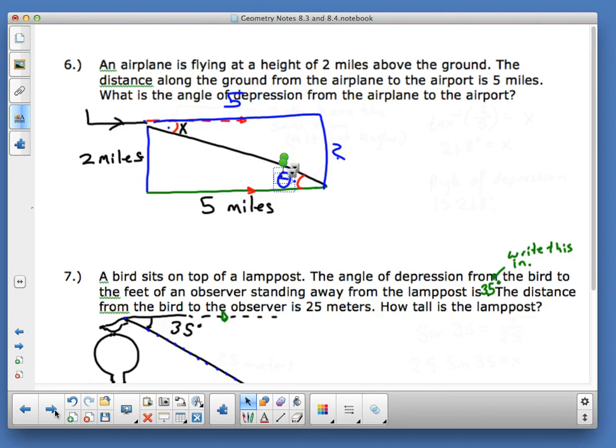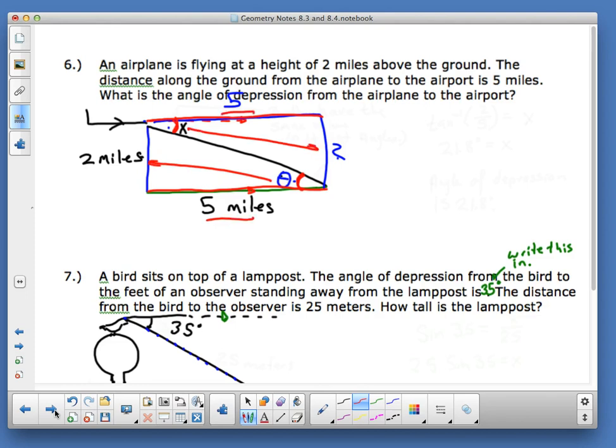Because remember, these are alternate interiors. These are parallel here. I'm pointing to these. These are parallel lines coming out from the plane and going along the ground, those lines of sight. And I've got these alternate interiors. They're the same. Well, I don't care which triangle I'm working with. I either work with this triangle where I got opposite and adjacent, or I'm working with this triangle where I got opposite and I got adjacent. Either way, it's tangent of 2/5.